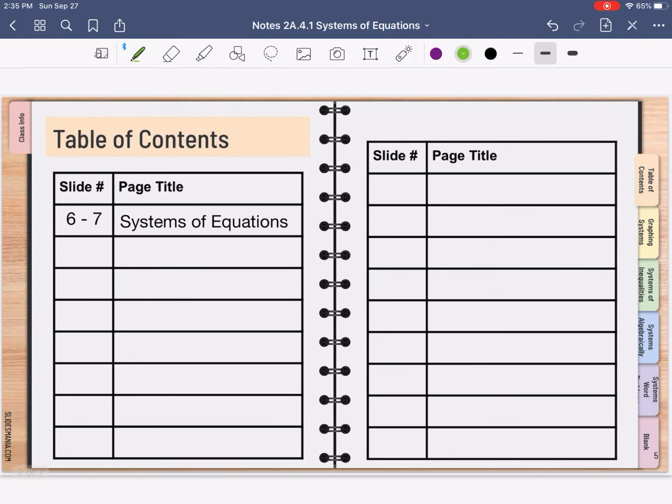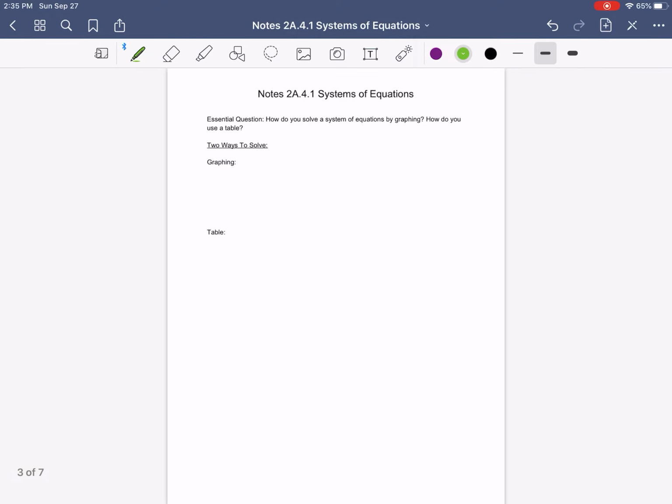Your table of contents is on slide 5. You can fill it in. Slides 6 and 7 are going to be about systems of equations. We're going to be graphing today, and well, one other way.